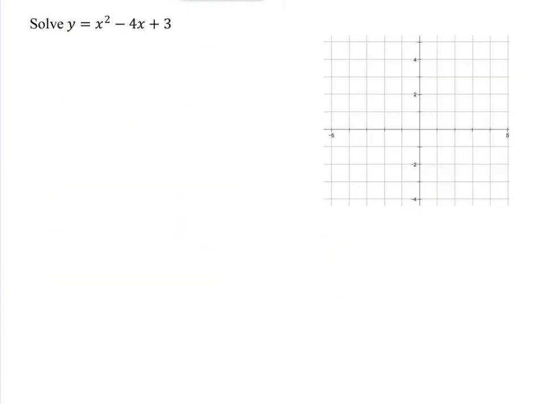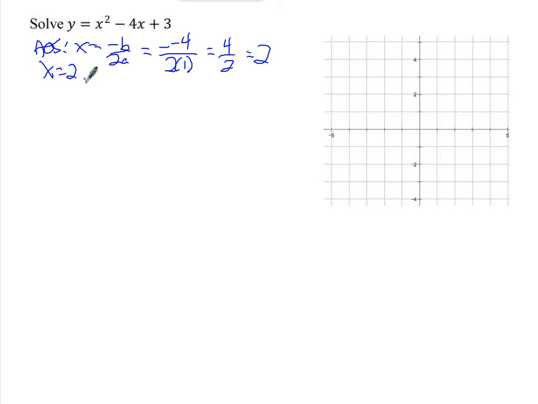Same type of problem here. What should we do first? AOS. So tell me what to do. X equals negative b over 2a equals negative negative 4 over 2 times 1. Okay, now simplify that. That is positive 4 over 2, which is 2. So we have x equals 2 as our axis of symmetry. What should I do next?